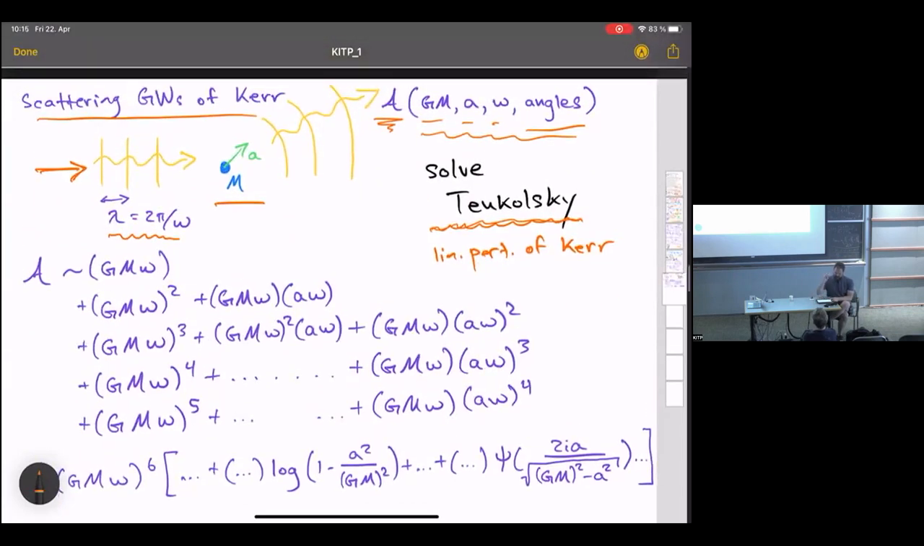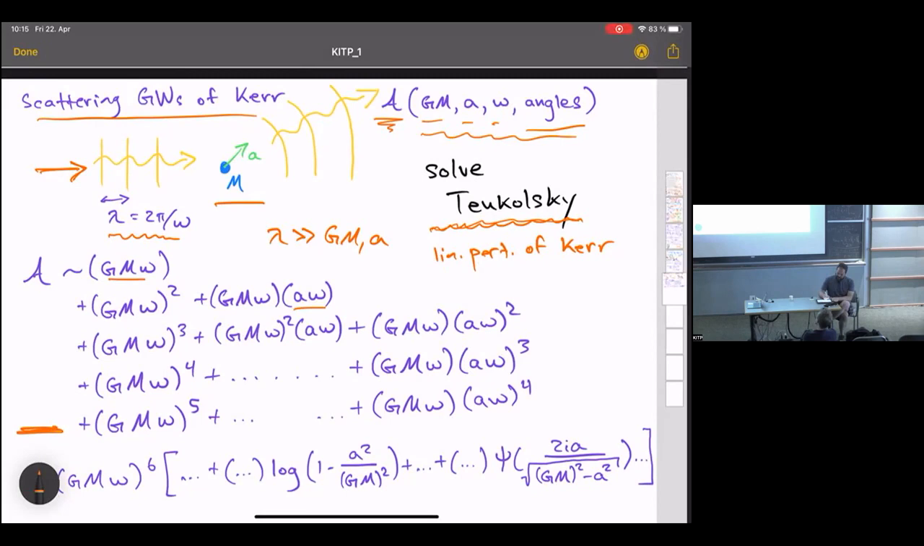All right, and so what is the small parameter, the expansion that we're doing? We are assuming that lambda is much bigger than these 2 length scales, GM and a. So that GM omega is a small parameter. Also, a omega is a small parameter. Remarkably, through the first 5 orders in omega, the answer is a polynomial in these 2 small parameters, GM omega and a omega. That certainly didn't have to be the case.